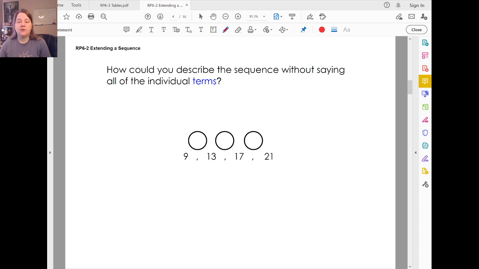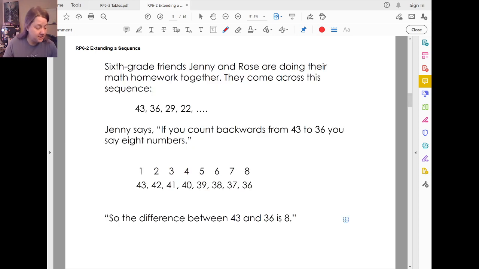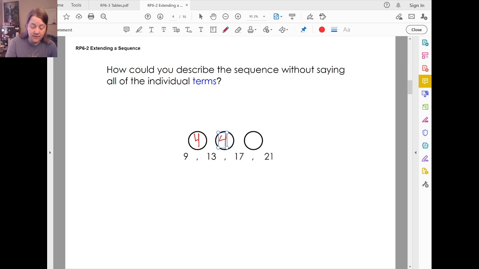We have a pattern here. How could you describe the sequence without saying all of the individual terms? So first of all, let's figure out how things are changing. 9 to 13, that's 4. 13 to 17 is 4. 17 to 21 is 4. So we have a sequence that's increasing by 4 every time, but we can't just say increased by 4 because we're also going to want to make sure that we're saying where we start from. This pattern starts at 9 and adds 4 every time.